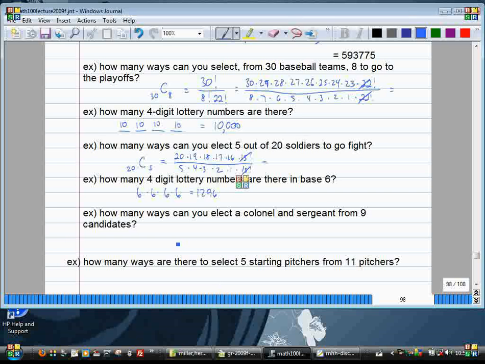Let's put it this way. If you have 2 slots to fill, what do we call those? What do we call these 2 slots? Colonel and sergeant. Does it matter which person you put in which spot? Yeah, it sure does matter.